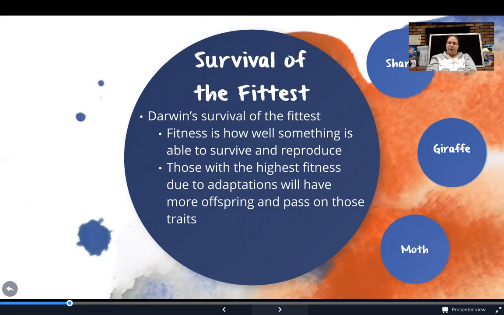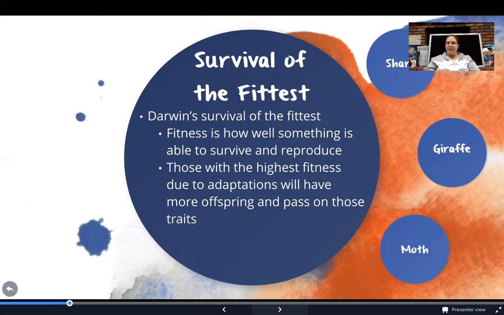A lot of times when we talk about survival of the fittest, people think it means survival of the strongest, but that's not it. It depends on the organism's fitness. Again, not looking at strength. It's looking at whether or not it is able to successfully survive and reproduce. So can it survive and thrive?